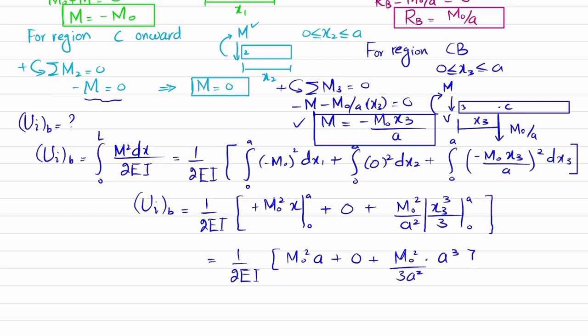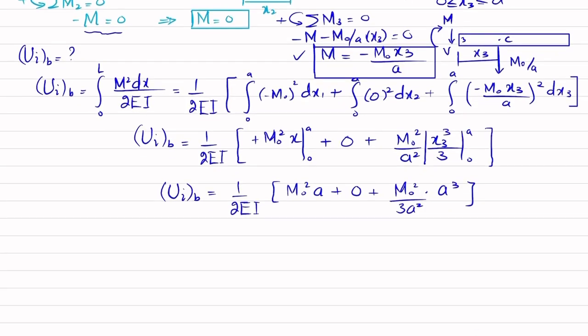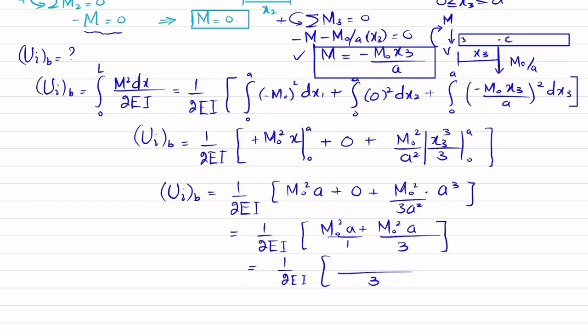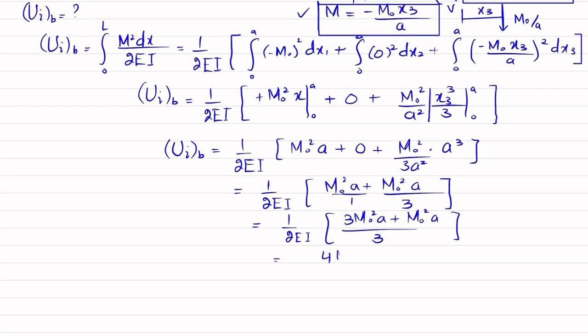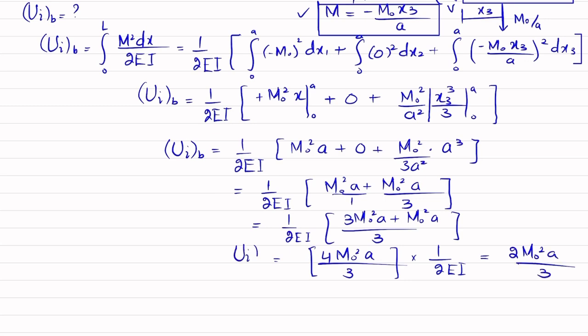Okay, this is a square. That will give you the strain energy due to bending. So 1 over 2 EI into m naught squared A plus m naught squared A over 3. Clear? And if you take the LCM, that will give you 3, and there is 1 over here, so 3 divided by 1 is 3. So 3 m naught squared A plus m naught squared A. Clear? And that will give you 4 m naught squared A over 3 multiplied by 1 over 2 EI. So that will give you 2 m naught squared A over 3. That will be the strain energy due to bending.